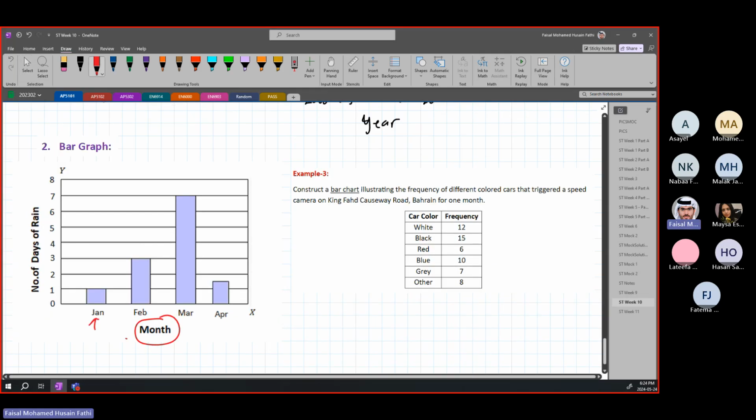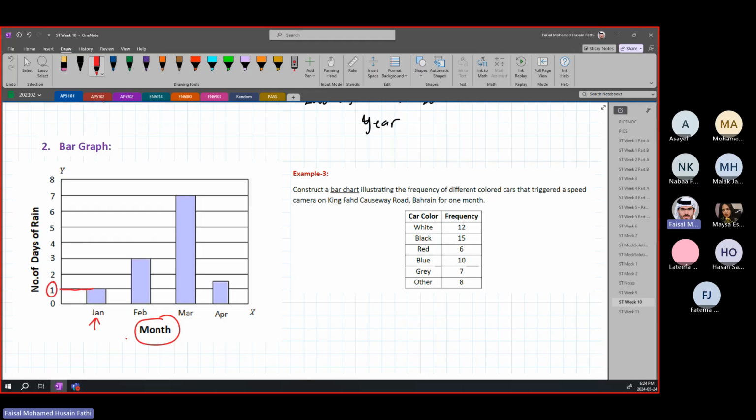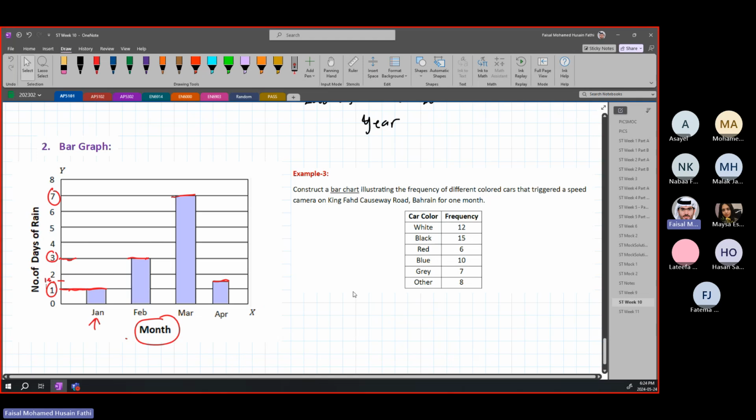In January, we have 1 day of rain. In February, there are 3 days where it rains. In March, there are 7 days where it rains, and in April, there are about 1.5 days where it rains, which is basically an estimate. All right. So this is how you would read a bar chart.